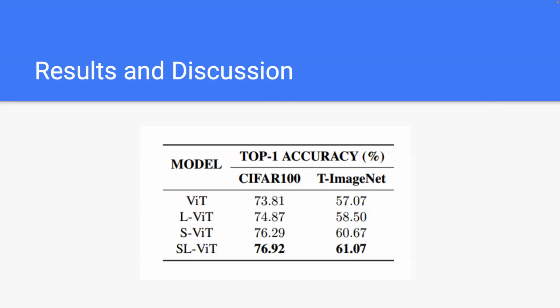And you can see that individually, the LViT goes from 57 to 58.50, so it adds about 1.5% accuracy. The shifted patch tokenization goes from 57 to 60.67, so it's about a 3.5% improvement. And then the bottom one is both of them together, and you get about a 4% improvement. So that might not seem like much. Let's look at the next slide.